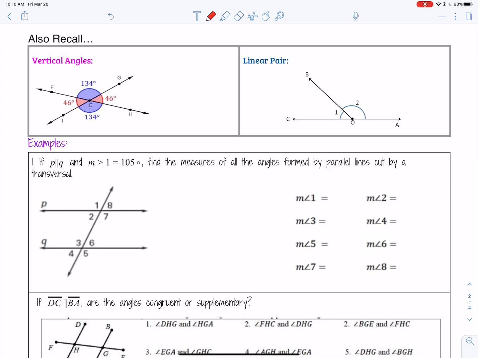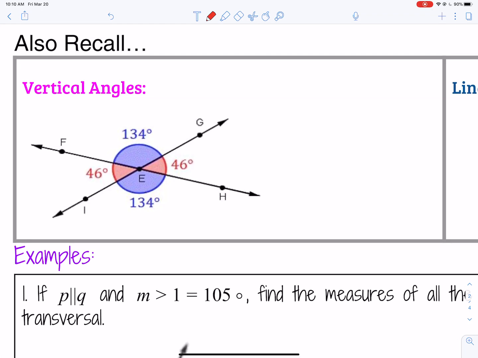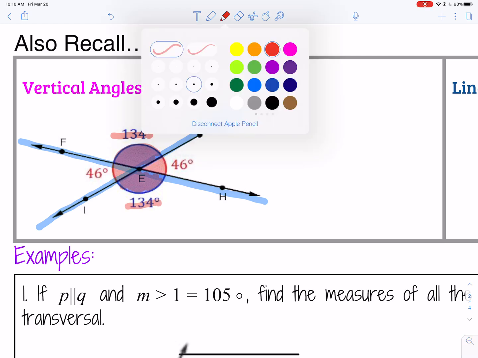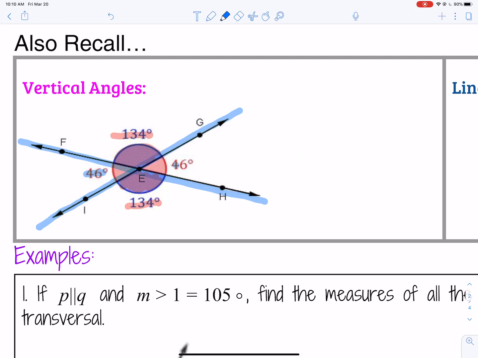Okay, so let's just take a look on the next page. We need to recall that vertical angles are congruent. So if you have a pair of intersecting lines, the angles that are opposite of one another are congruent. So angle FEG is congruent to angle IEH. They're both 134 degrees. And the same thing happens on the opposite angle that's across from one another. So they're directly across from each other. And it's just when lines intersect.